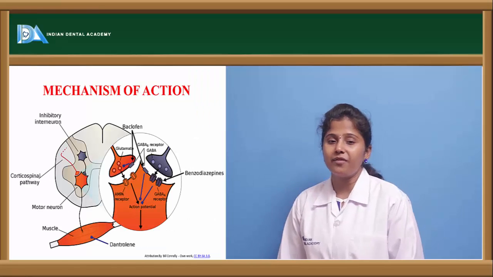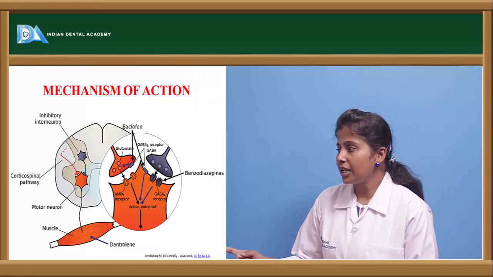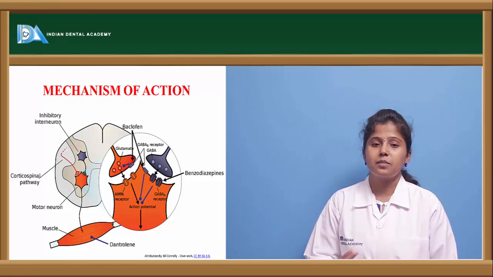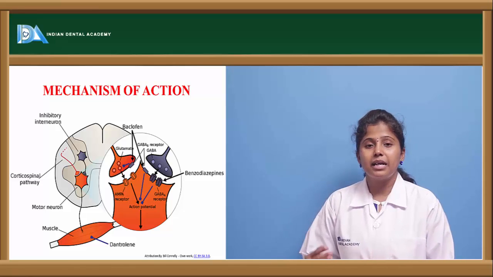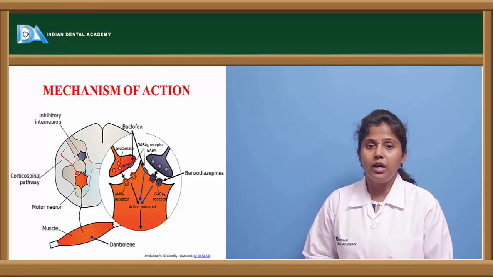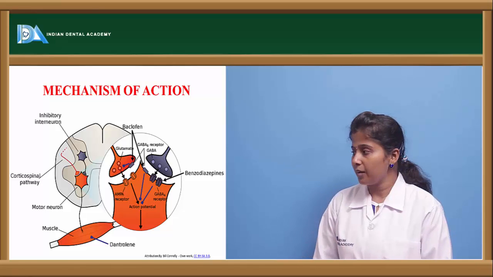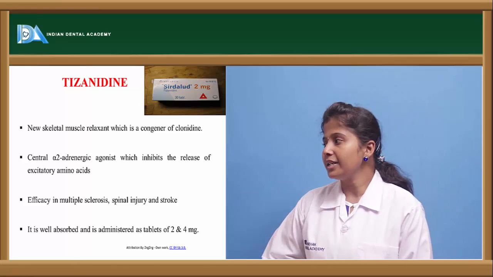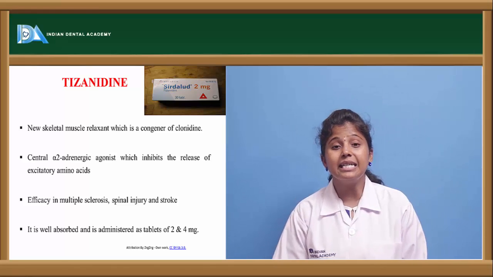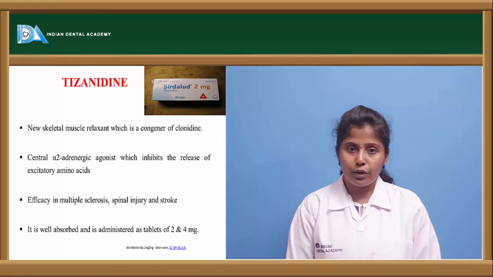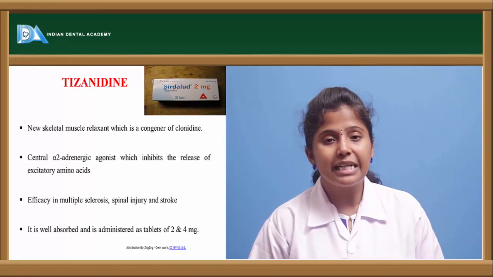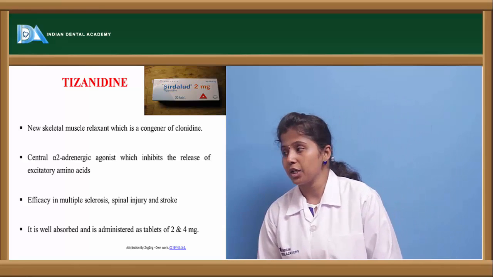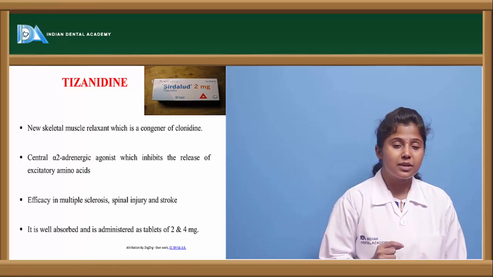If we see the mechanism of action of baclofen, it binds to the GABA receptors as well as the glutamate receptors which are present in the synapse, and thereby it prevents the neurotransmitter from binding to the receptors, thereby reducing the skeletal muscle tone. The other drug is tizanidine. So tizanidine is a newer skeletal muscle drug, and it is a congener of clonidine. We can say it is an analog of clonidine, and it is a newer approach for skeletal muscle relaxation. It is a central alpha-2 receptor agonist.